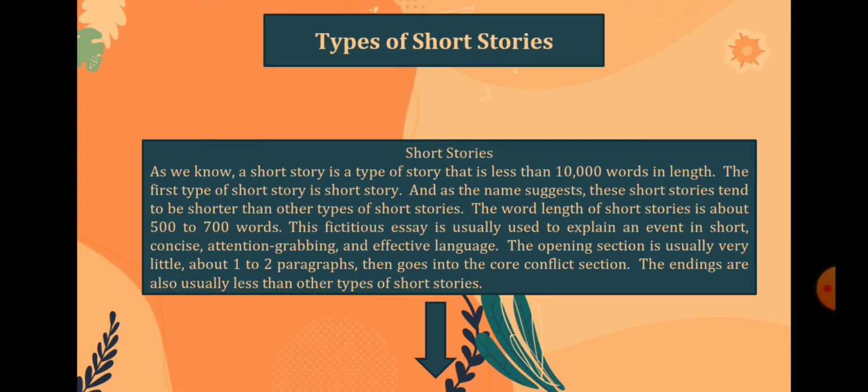As the name suggests, these short stories tend to be shorter than other types of short stories. The word length is about 500 to 700 words. This fictitious essay is usually used to explain an event in short, concise, attention-grabbing, and effective language. The opening section is usually very brief, about 1 to 2 paragraphs. Then it goes into the core conflict section. The endings are also usually shorter than in other types of short stories.